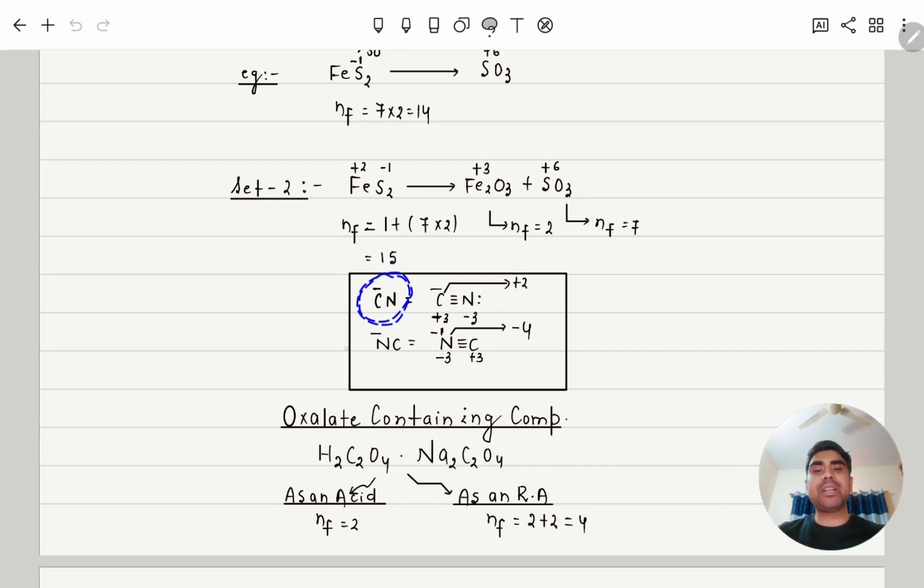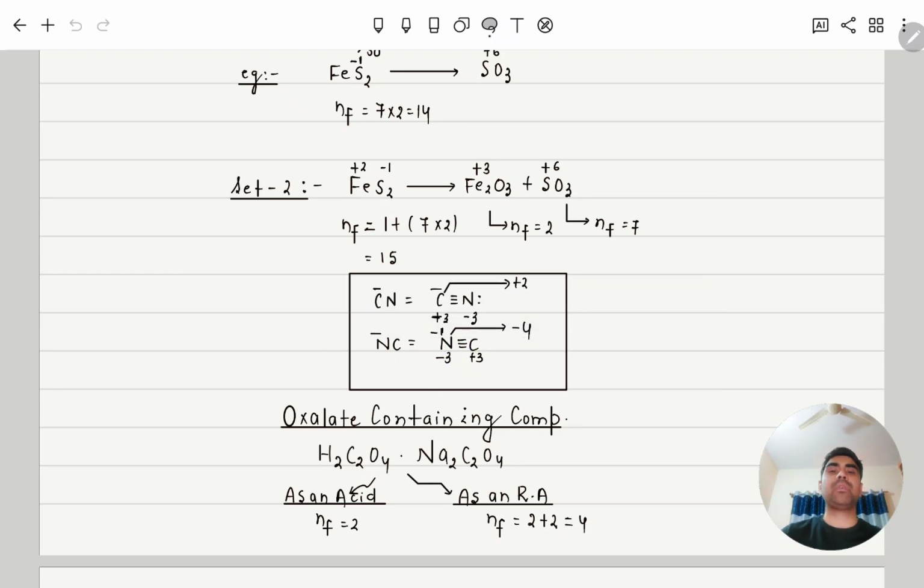Here you can see cyanide. In cyanide, carbon has a triple bond and carbon has a negative charge. Between carbon and nitrogen, which one is more electronegative? Nitrogen. By the bonding method, here it will be -3 and here it will be +3. So overall carbon has +3 and -1, that is +2, and nitrogen has -3 in cyanide. In isocyanide, nitrogen has -1 plus -3, that is -4, and carbon is +3.